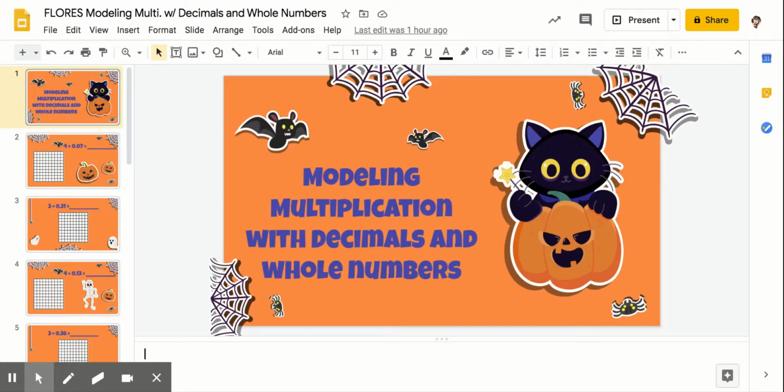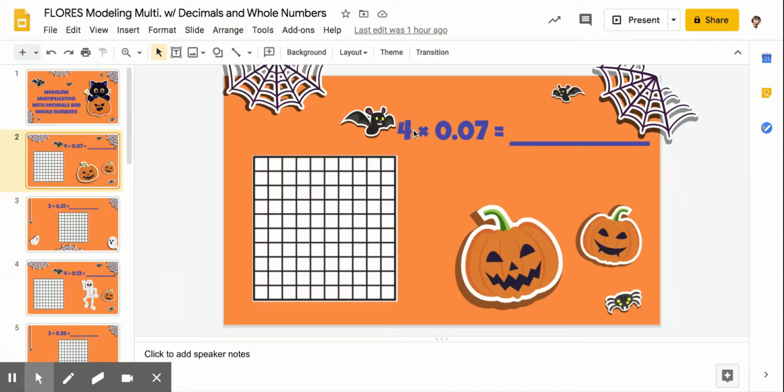All right, y'all. Here is your assignment for today. We are going to continue, just like we did in our practice, modeling multiplication problems with whole numbers. Let me show you all how this looks on Google Slides. Our first problem is going to be 4 times 7 hundredths. Just like before, we're going to use repeated addition to solve this. So I'm going to add 7 hundredths 4 times.